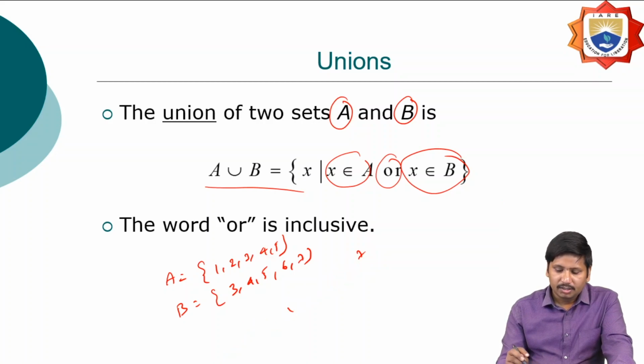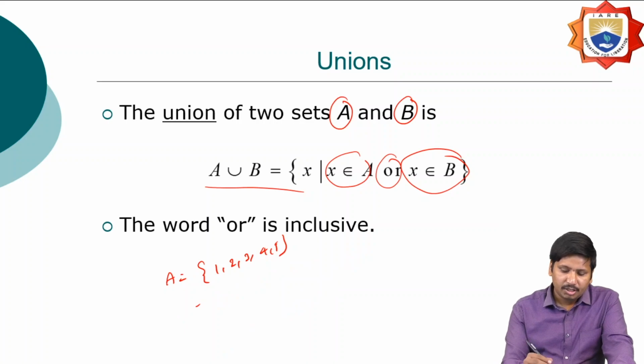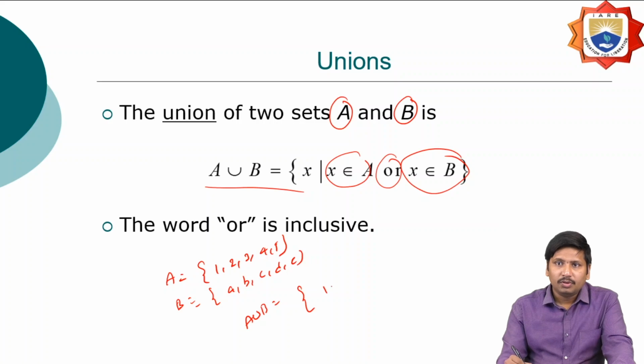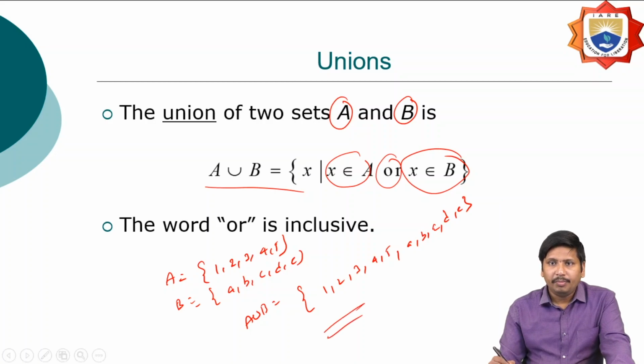Let's take another example of A union B. Suppose A is a set of numbers and B is a set of characters, like A, B, C, D, E. Then what is A union B here? A union B should be {1, 2, 3, 4, 5, A, B, C, D}. This should be the A union B operation.